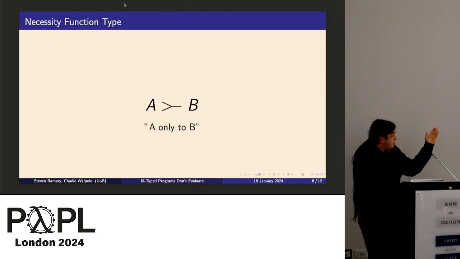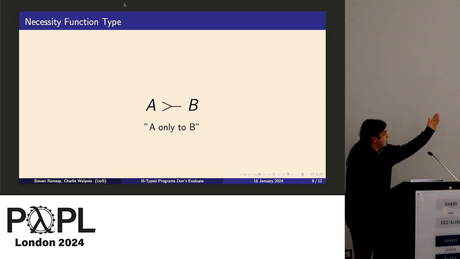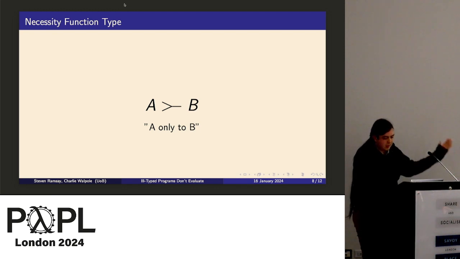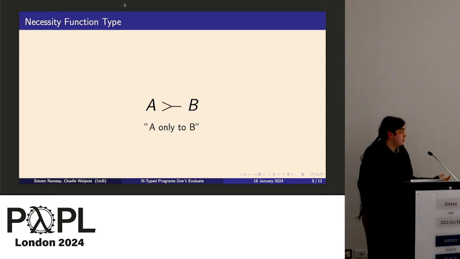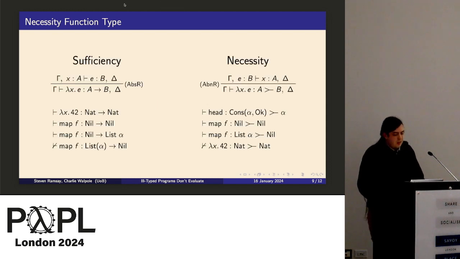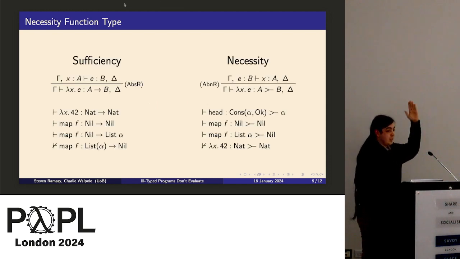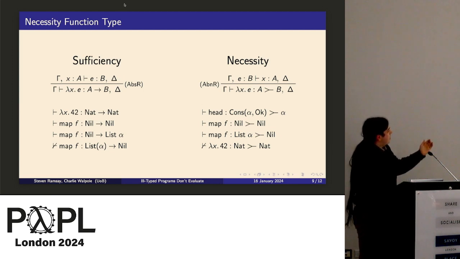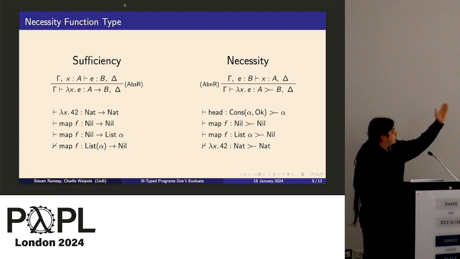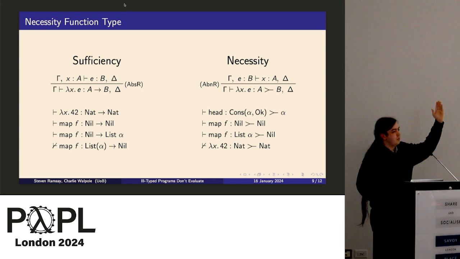So we're going to take a slight side tangent and talk about a new arrow type, necessity, which will be needed for the left-hand rule for application. This is how we write this necessity arrow, and we read it 'A only to B'. Since it's an arrow type, let's compare it to something that we already have. We have sufficiency on the left, which is our standard arrow type. We have the two rules where they have a nice symmetry in the premise where the E and the X have been swapped around.